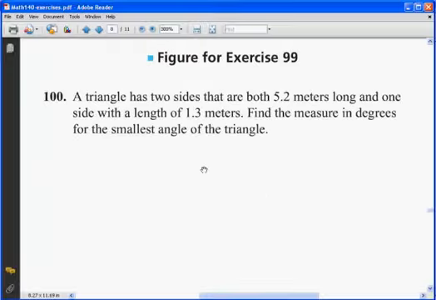Now let's look at problem 100 on page 486. It says a triangle has two sides that are both 5.2 meters long, and the one side with the length of 1.3 meters. Find the measure in degrees for the smallest angle of the triangle.